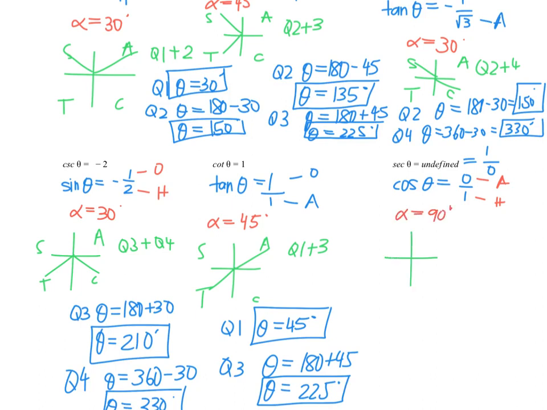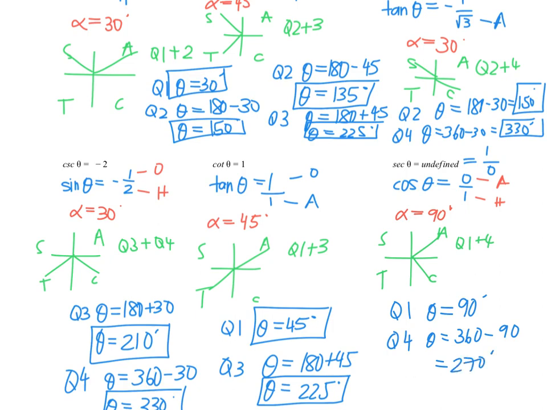And now we can use our CAST rule. Cos is positive in quadrant 1 and quadrant 4. So in quadrant 1, theta is the same as alpha, which is 90 degrees. And in quadrant 4, we're going to do 360 subtract 90, which is 270 degrees. So those are our two options for theta.